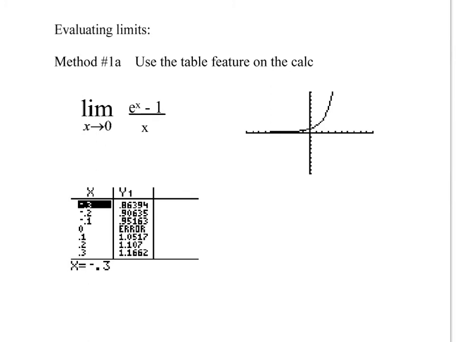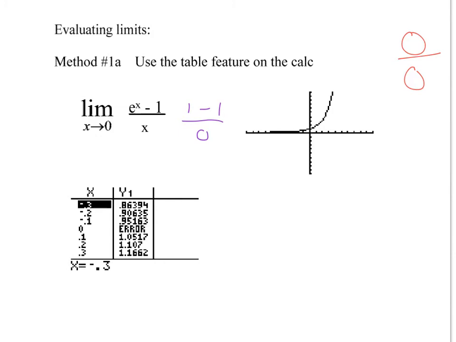If I try to directly substitute now, I get e to the 0, which is 1, minus 1 up top. On the bottom, as x goes to 0, I'm going to get 0. Notice I have 0 over 0. That's not a defined term. In fact, that's what we call one of our indeterminate forms. So let's figure out what the limit is as x gets closer and closer to 0.